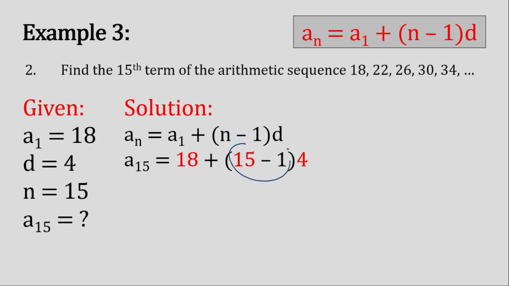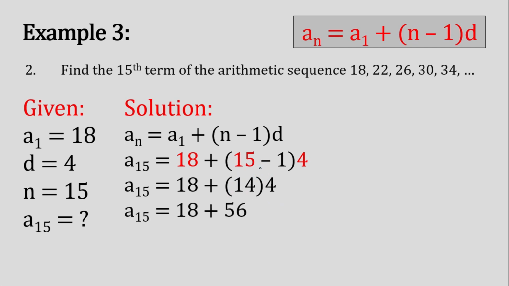Let's solve first what's inside the parentheses. So we have a sub 15 is equal to 18 plus 14 times 4. Then let's solve this 14 times 4. So we have 56. So a sub 15 is equal to 18 plus 56. So that is 74. So the answer is the 15th term is equal to 74.